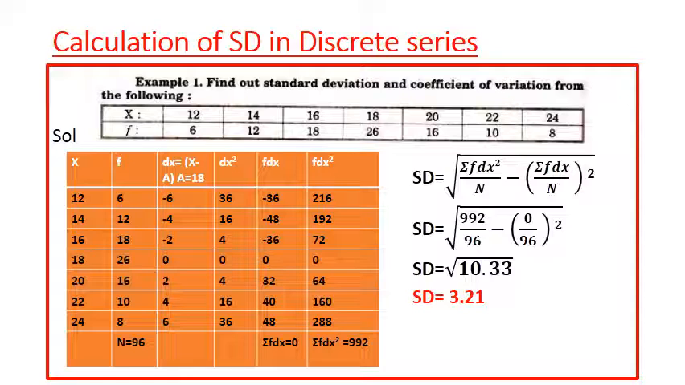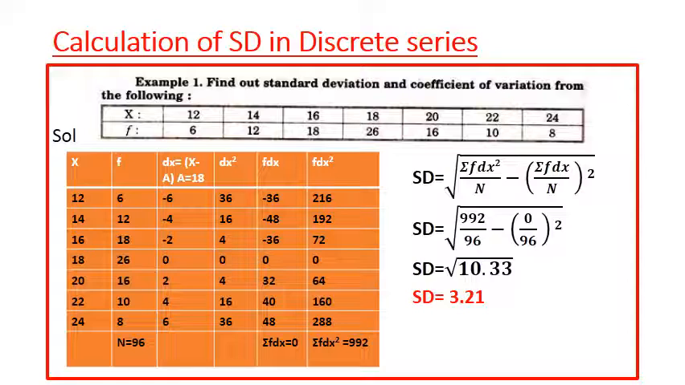Now let us see how to calculate standard deviation in the case of a discrete series. Here the question is, find out the standard deviation and coefficient of variation from the following. So we will find the standard deviation only. Here the x observations are 12, 14, 16, 18, 20, 22, 24, and the frequencies are 6, 12, 18, 26, 16, 10 and 8. Let us do it by the assumed mean method. You have to assume a mean, and let that assumed mean be 18, A is equal to 18.